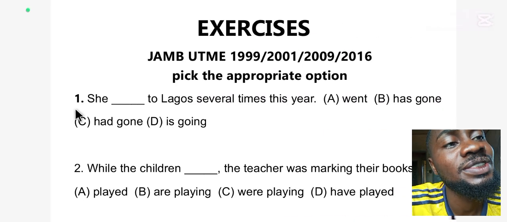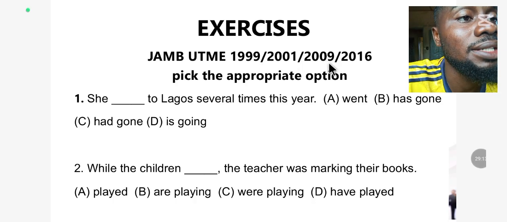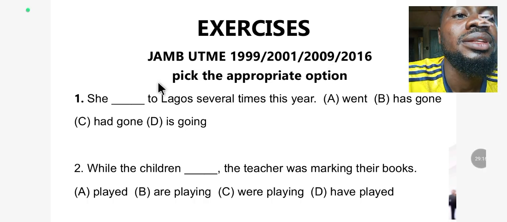Moving on, exercises. These questions were taken from JAMB UTME in 1999. It spans through 2001, 2009, and 2016. The instruction says, pick the appropriate option.